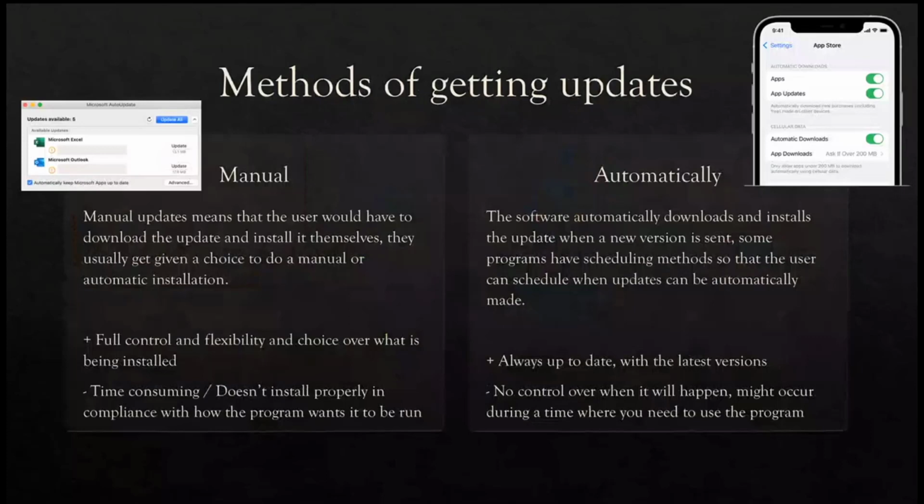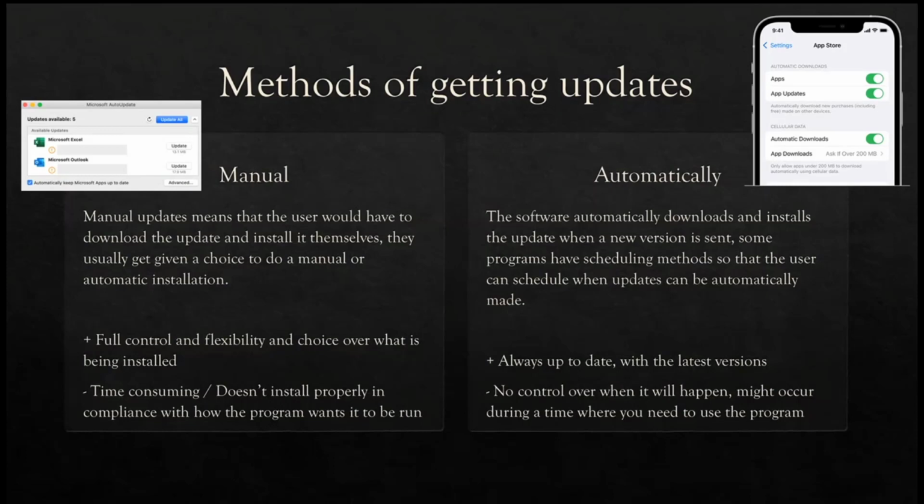So now there are two main methods of updates. There's either manual or automatic. The manual update is when the user themselves downloads and installs it. Usually, the benefit of this is that you have control over what is being installed and when. The only issue is that it can be a bit time consuming, and sometimes when you install the update manually, it doesn't install in a way that complies with how the program wants it to.